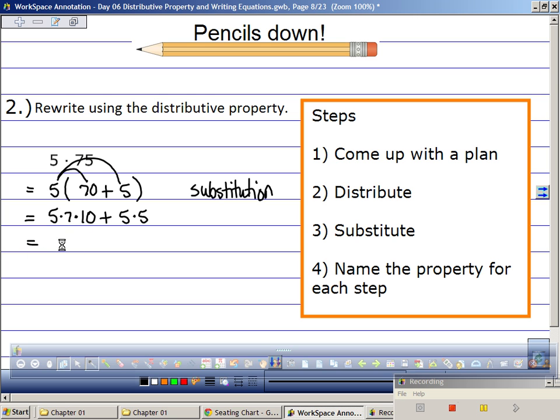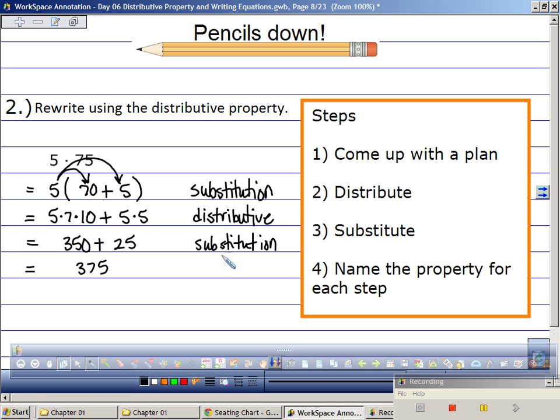What is 5 times 7 times 10? What's 5 times 7? 35 times 10? 350 plus 25, 375. What was this step? How do I go from here to here? What do these arrows mean? I distributed. The distributive property. And what did I do to go from here to here? Good job, guys. Substitution.